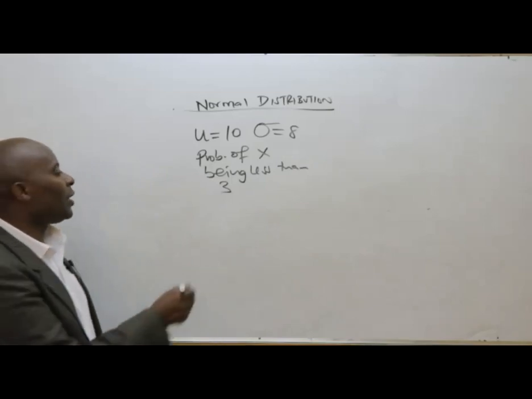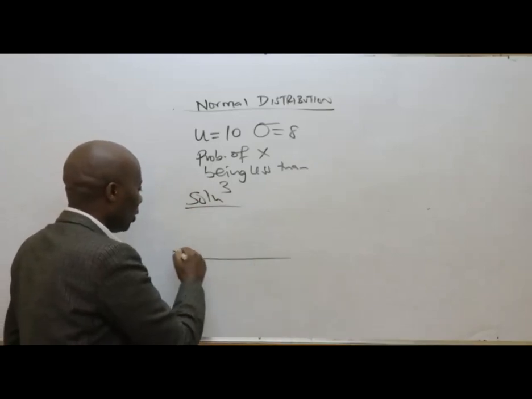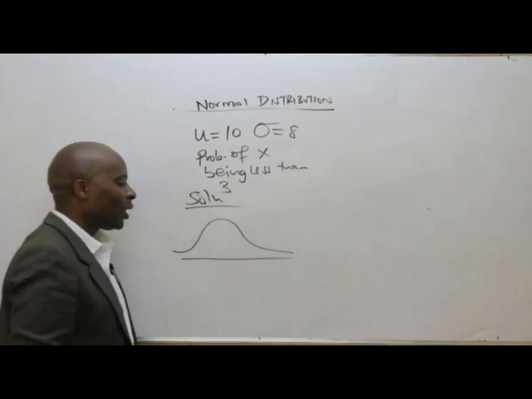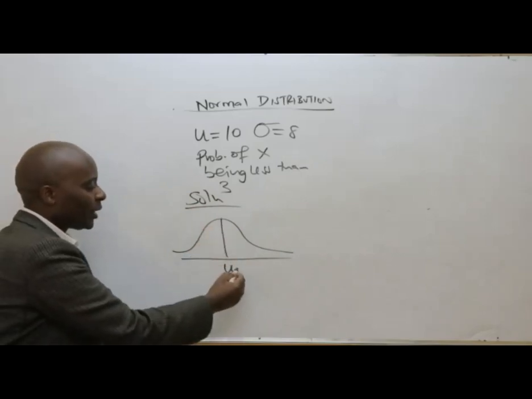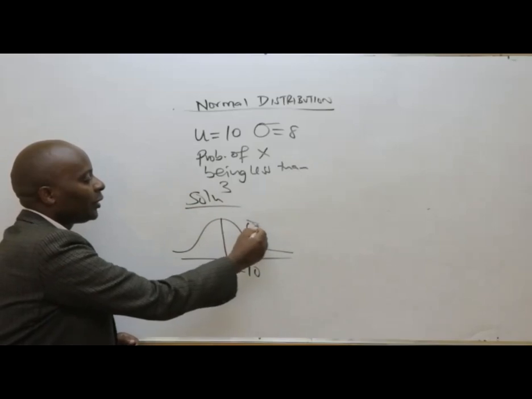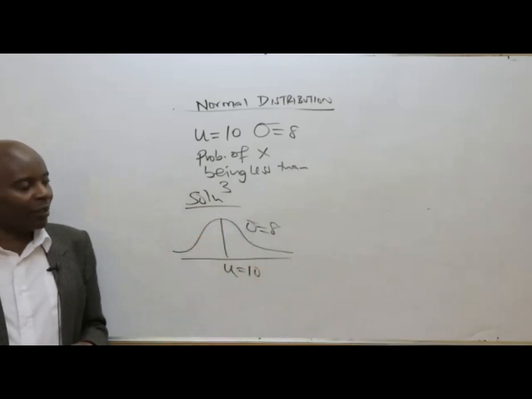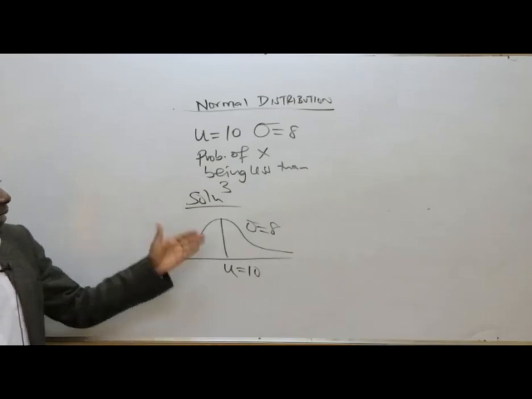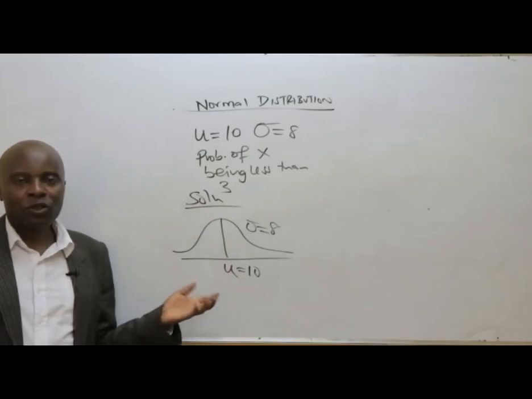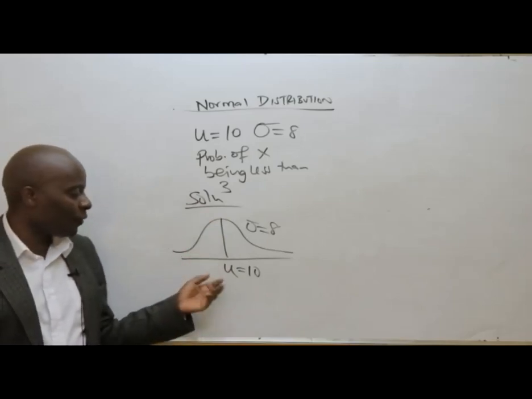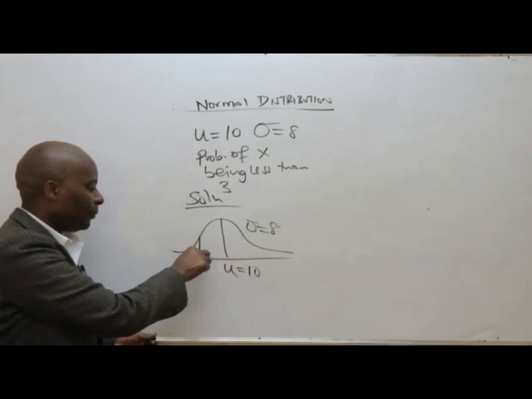So the very first thing we shall do in trying to solve this is to draw our normal probability bell-shaped curve, which is fully defined by two parameters, the mean, which is 10 here, and the standard deviation, that is 8 there. So ladies and gentlemen, this time around, they're asking us to give them the probability of X being less than 3. So first of all, define 3 vis-a-vis the mean. Where is 3? 3 is here.